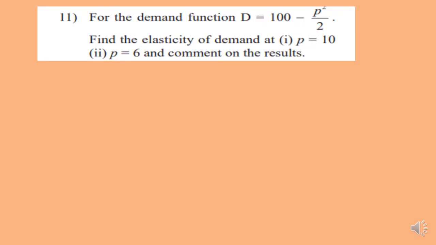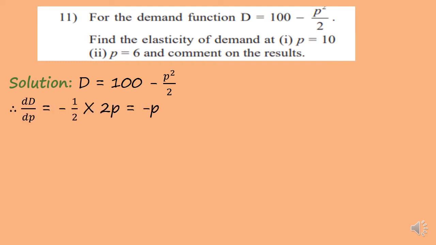Question 11. For the demand function D = 100 - p²/2, find the elasticity at p = 10 and p = 6 and comment on the results. It is a similar sum to the previous one. However, I'll help you with the first case here. So as usual, for the demand function, we find the derivative of demand with respect to price, which ultimately comes out to be -p. You can observe how it is done over here.